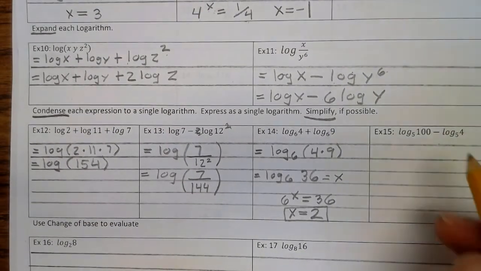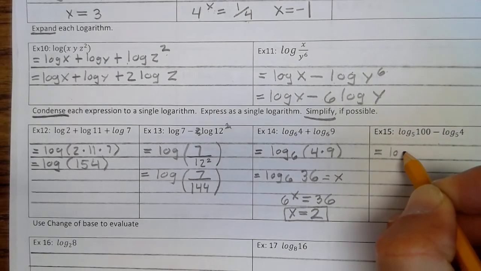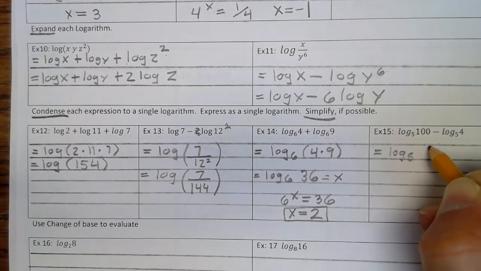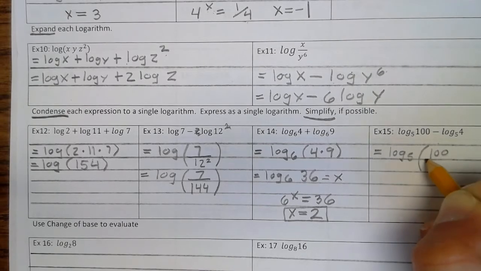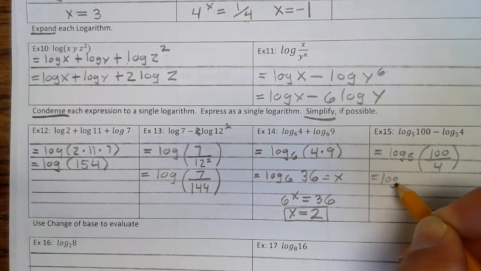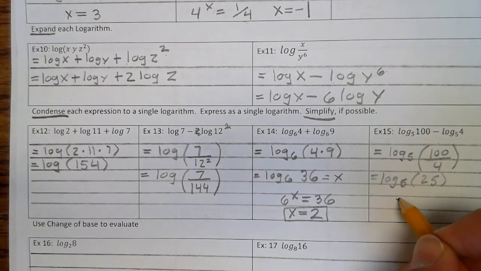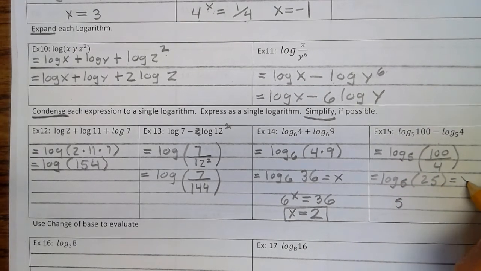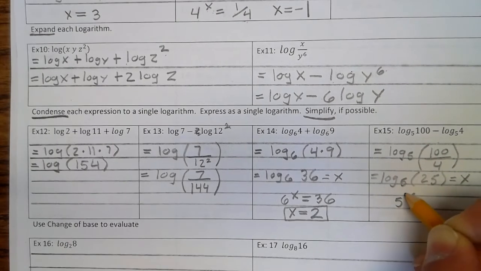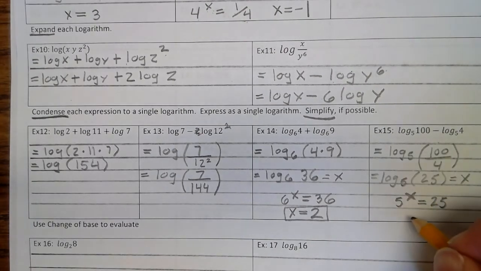So then here we have subtraction, so that becomes division. So that's log base 5 of 100 divided by 4, which is log base 5 of 25. So we know, and we can set that equal to x. So then we know 5 to the x power is equal to 25. So you ask yourself, well, 5 raised to what power gives 25? So x equals 2.